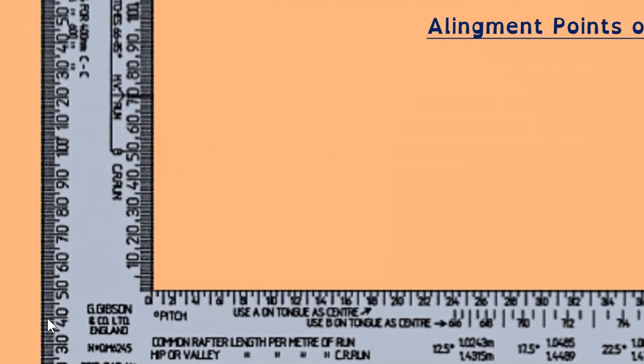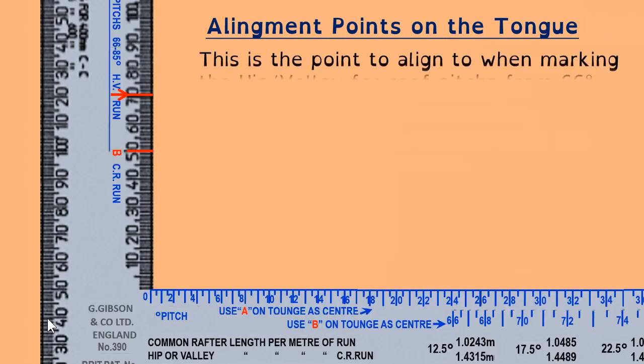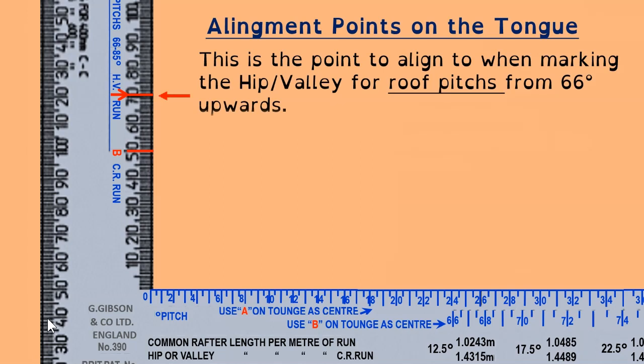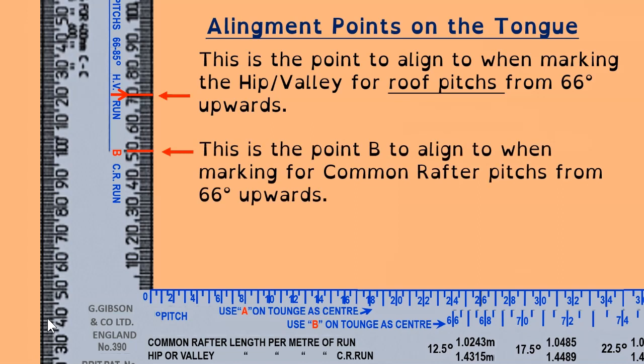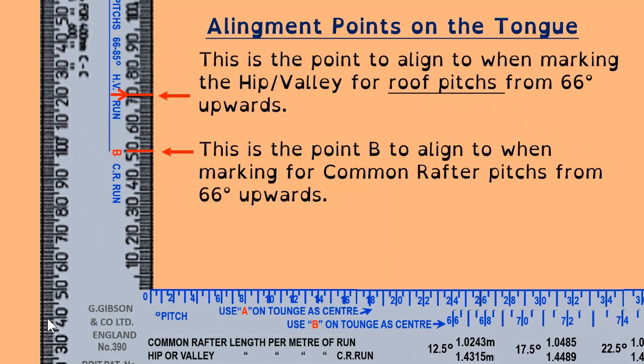Just zooming in here to focus on alignment points on the tongue. Here you'll see in red the points that you will align on the edge of a rafter or on the edge of a board if you're marking any angle. So here you have the alignment points for the hip and common rafter from 66 degrees upwards. If the roof is 60 degrees upwards, this is where you'll align it.